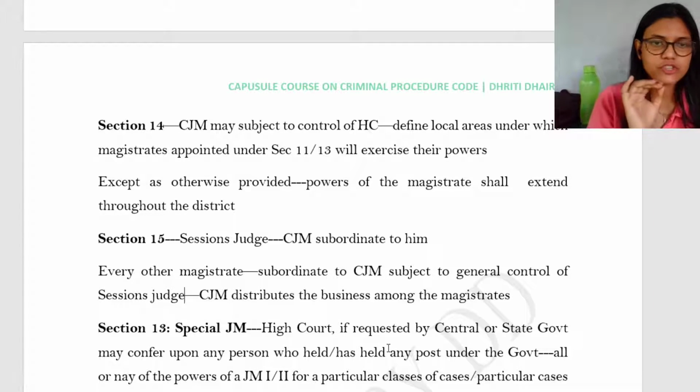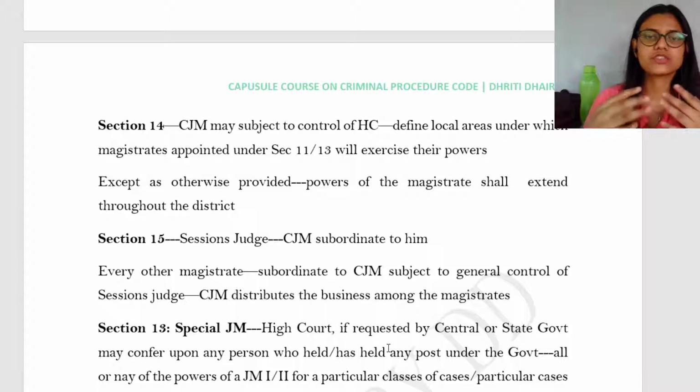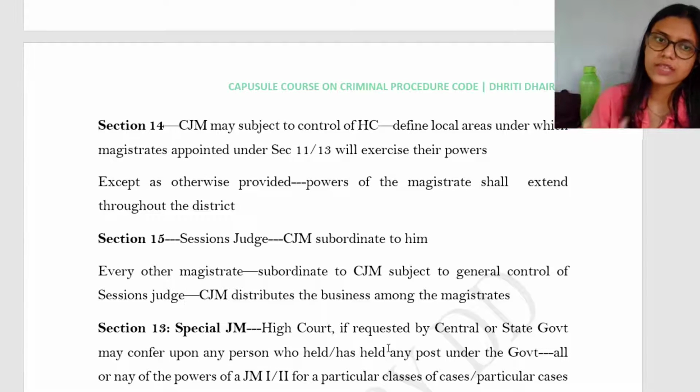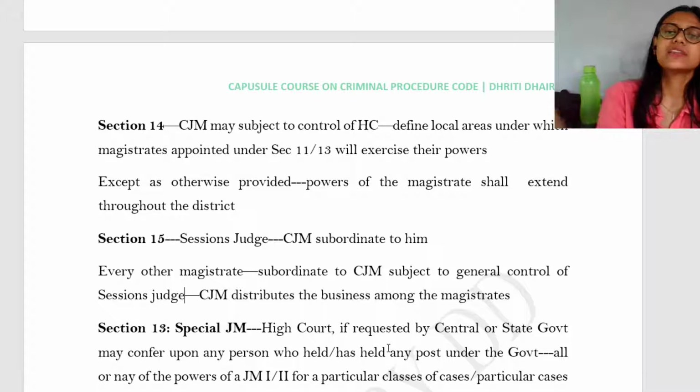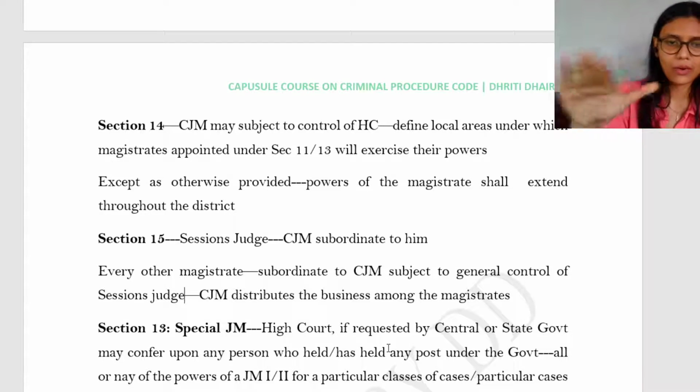And what is section 15 saying? That a sessions judge is always superior to a chief judicial magistrate. That is, a chief judicial magistrate is always subordinate to a sessions judge, and every other magistrate is subordinate to a chief judicial magistrate, and the chief judicial magistrate is distributing the business amongst them. However, the general control of the sessions judge will always be there.